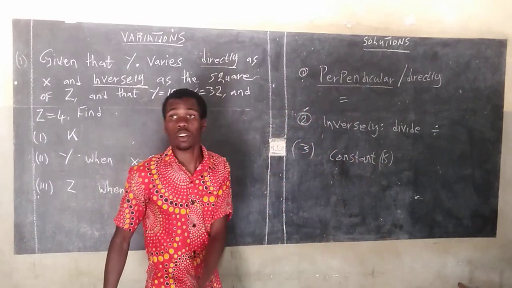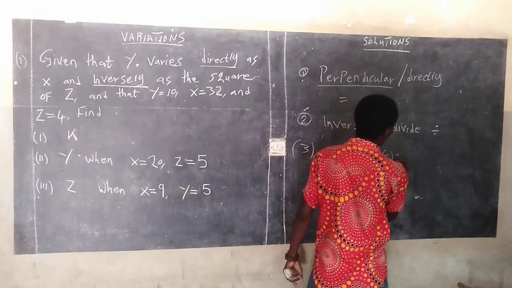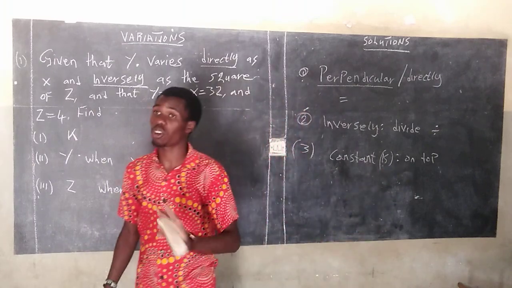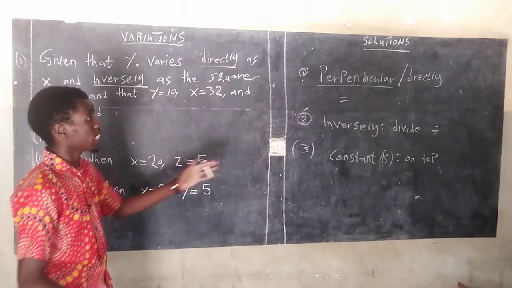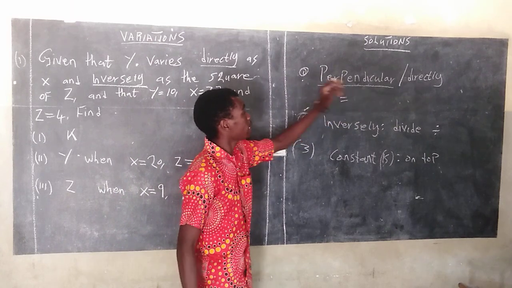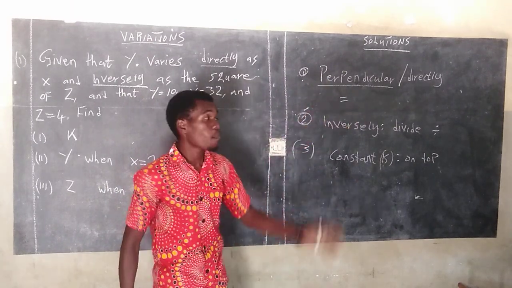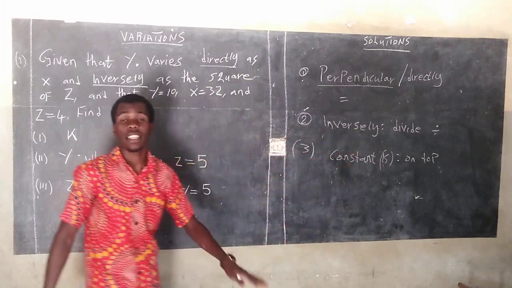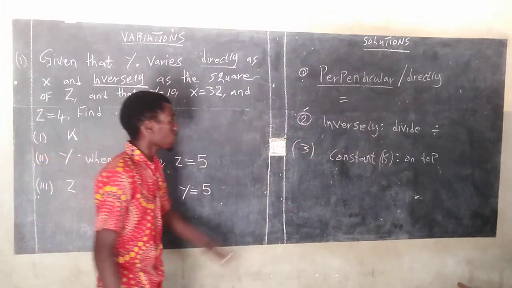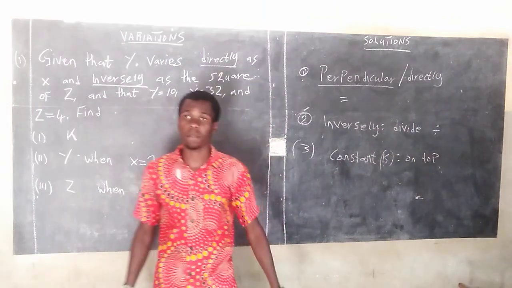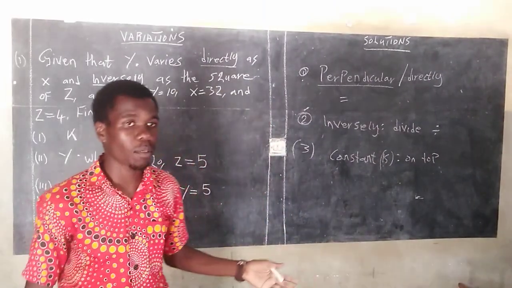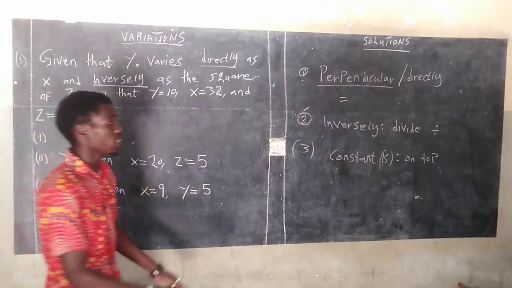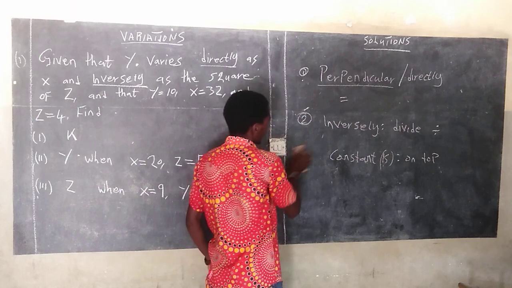So this constant k is always on top. These are some of the things that you need to know. Perpendicular or directly simply means the equal sign. The inversely simply means the division. The constant k is always constant. So these are some of the things that you need to know under variation. Let's now go straight into answering the questions.